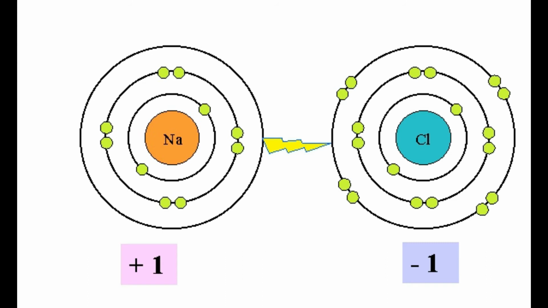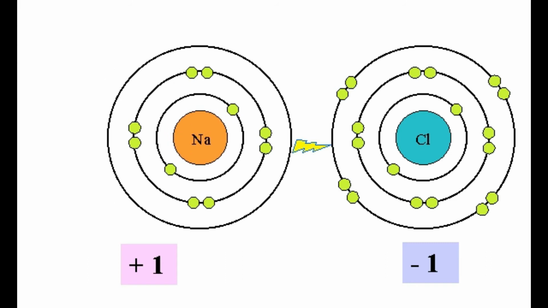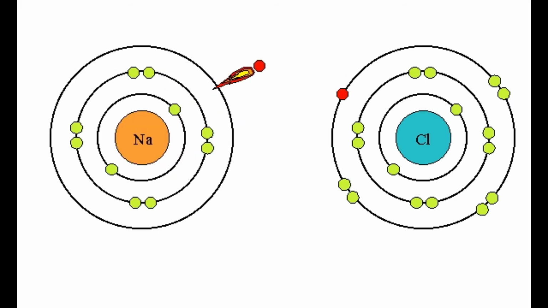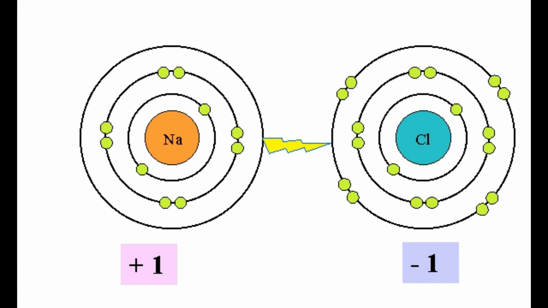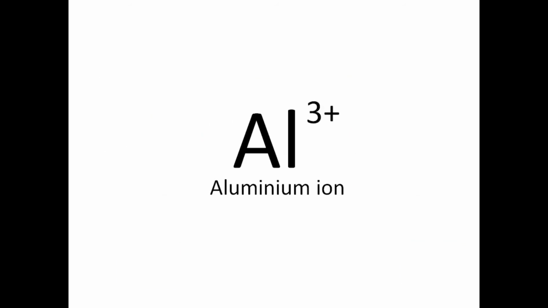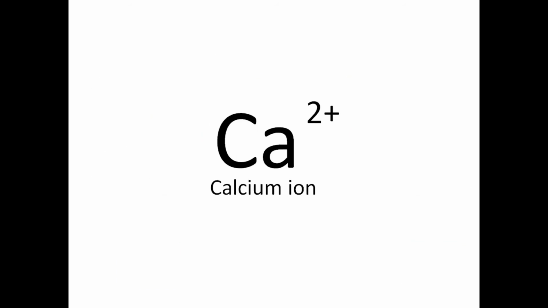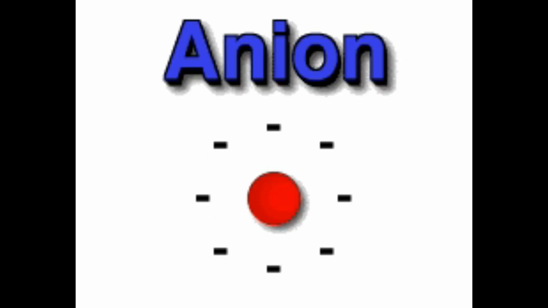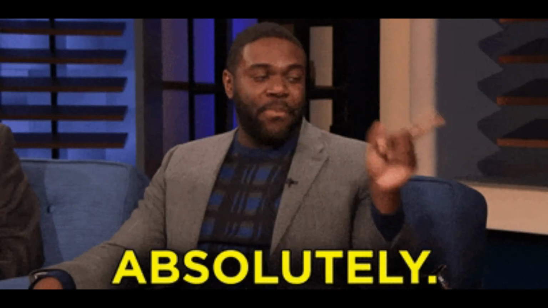The 1 is not usually written beside the plus sign. If it's greater than 1, then you write the number, in the case of aluminum, which is 3+, or calcium, which is 2+. And the entire process is the same for the anions.